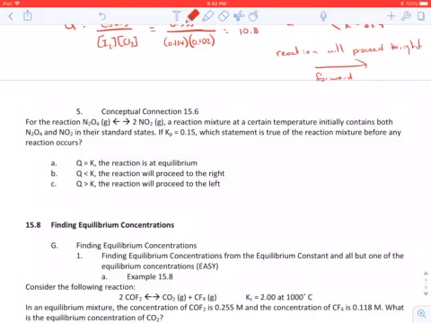If Kp equals 0.15, which statement is true of the reaction mixture before any reaction occurs? Q equals K, the reaction is at equilibrium. Think that? I don't know. If Q is less than K, the reaction will proceed to the right. Or if Q is greater than K, the reaction will proceed to the left. So what we've got is both N2O4 and NO2 in their standard state. Kp is 0.15. What do you think is going to happen here?